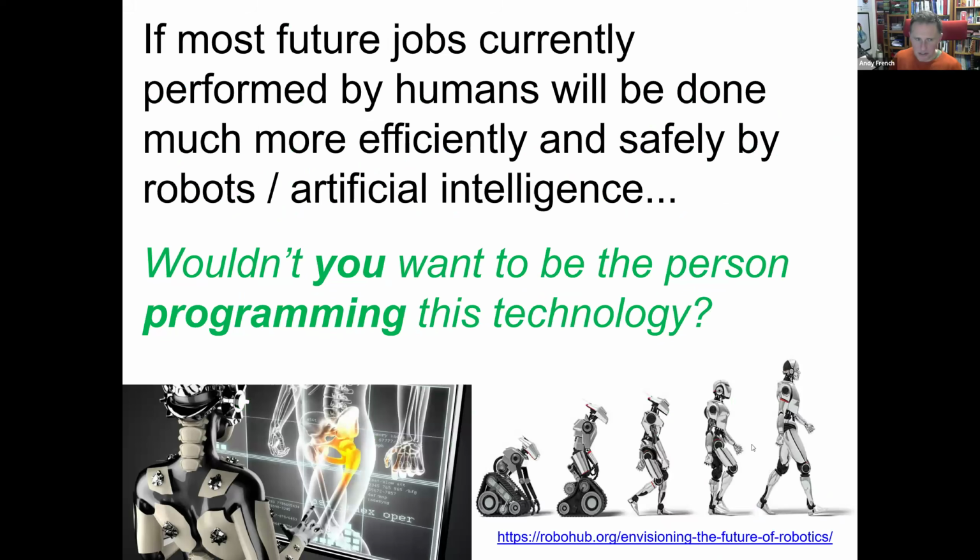If most future jobs currently performed by humans will be done much more efficiently and safely by robots, or perhaps even AI, wouldn't you want to be the person programming this technology? I would rather that than being the programmed or just a consumer. All right. So there we go. We may have a dystopian future ahead, but if you're one of the programmers, I think that's a good investment for the future. So there we go.